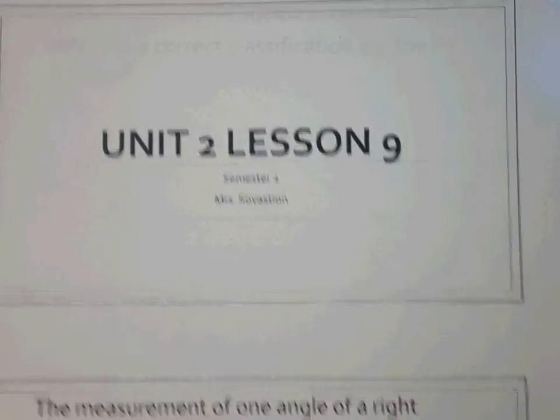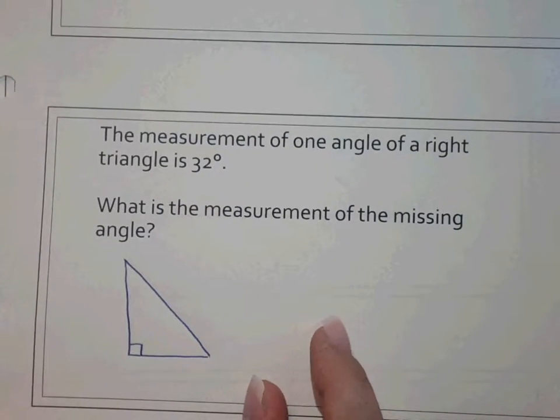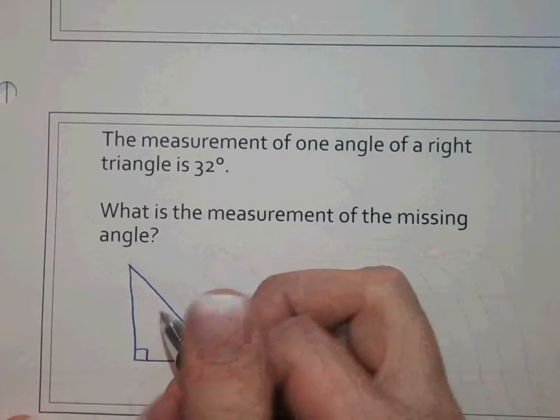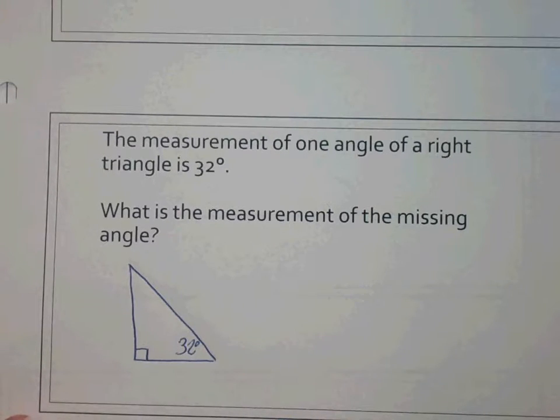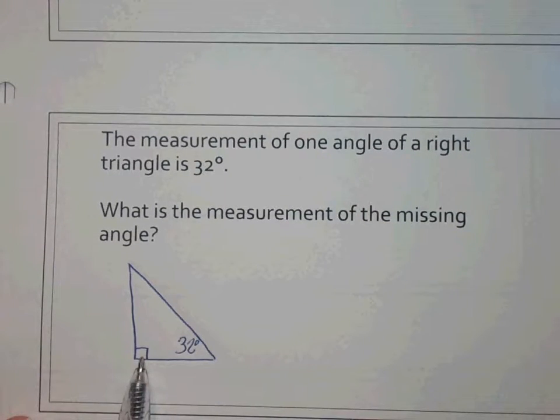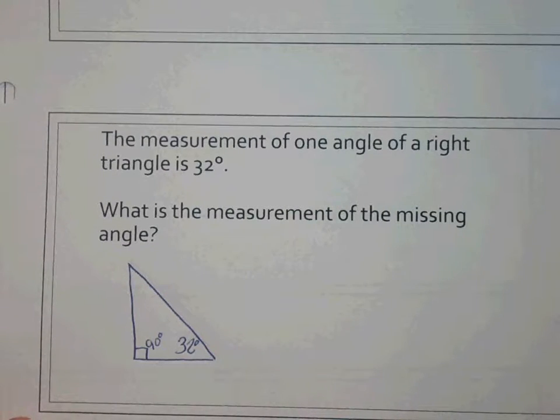So the first question that we will look at says the measurement of one angle of a right triangle is 32 degrees. So it doesn't matter which one. I'm just going to label it down here. And remember, a right angle is 90. So if you need to label that, go right ahead. What is the measurement of the missing angle?